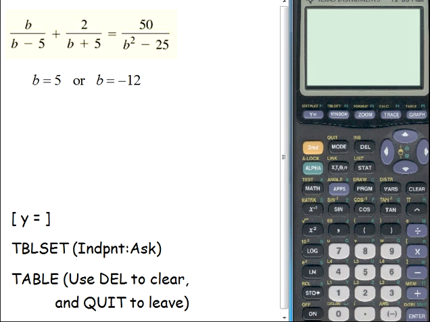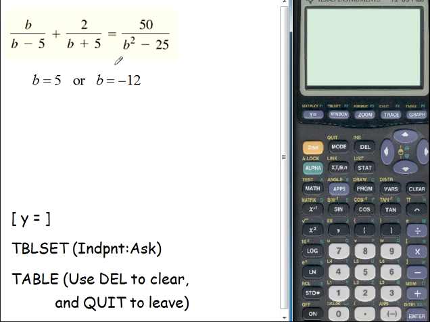In this video, I'm going to show you how to check a rational equation. It's very similar to checking an expression using the table feature. The equation comes from your eText, and it's b over b minus 5 plus 2 over b plus 5 equals 50 over b squared minus 25. I worked this out previously and got b equal 5 or b equal negative 12 as my two separate answers.